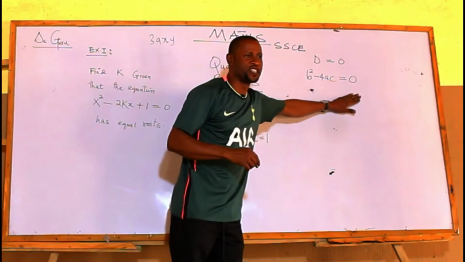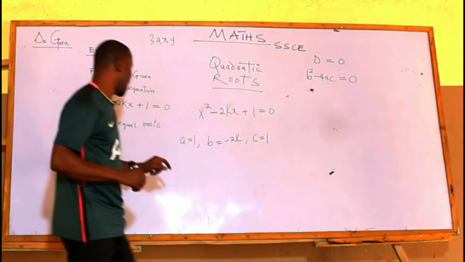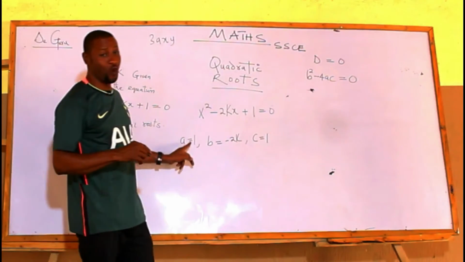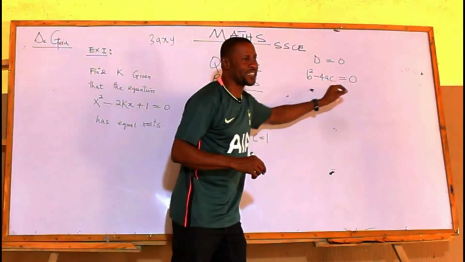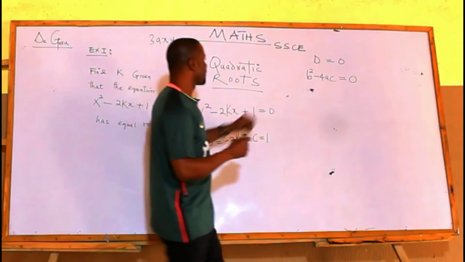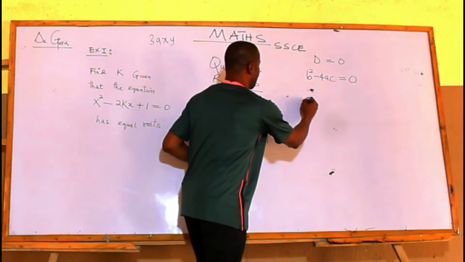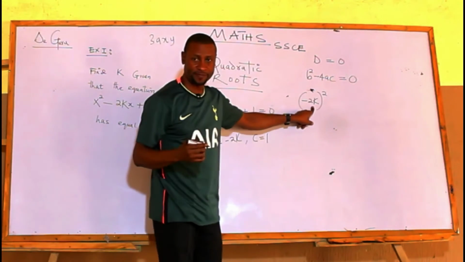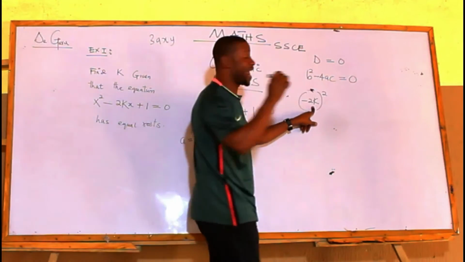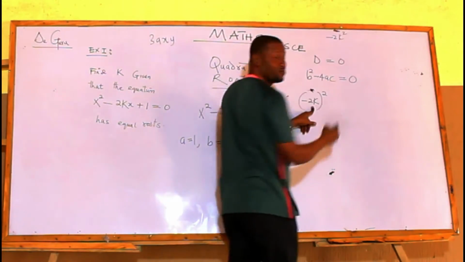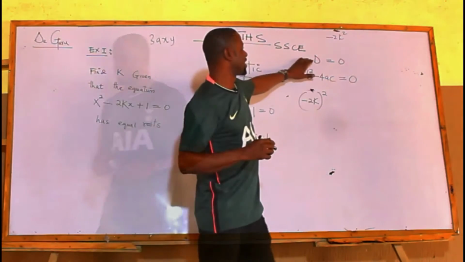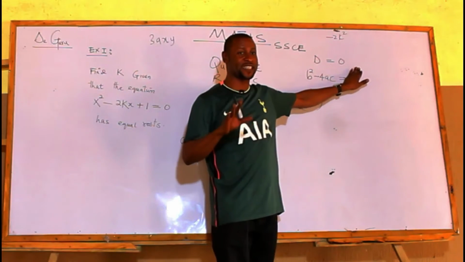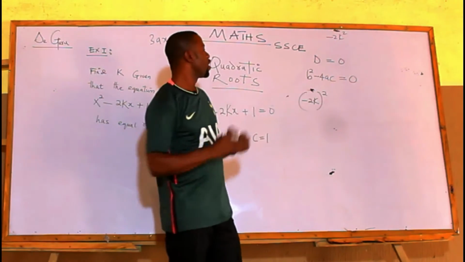So what are we going to do? We will go to this condition. Anywhere we see b, we write minus 2k. Where you see a, we write 1, and where you see c, we write 1. So follow me. This is b squared, so I'm going to write minus 2k all squared. Be careful with this. This is not the same thing as minus 2k squared. Now, discriminant is equal to 0. Why? We are told that the quadratic equation has equal roots.